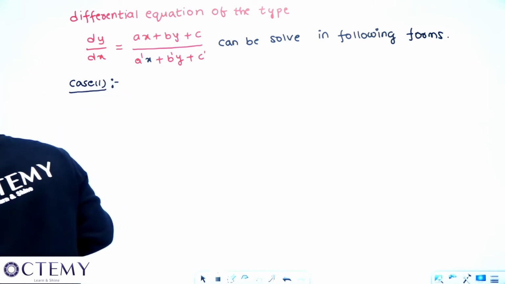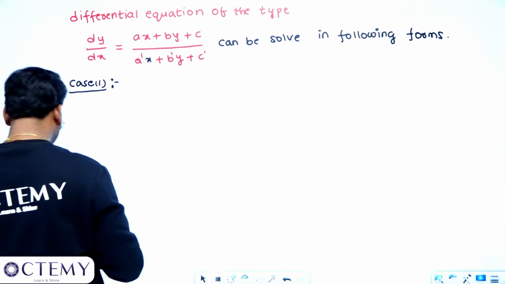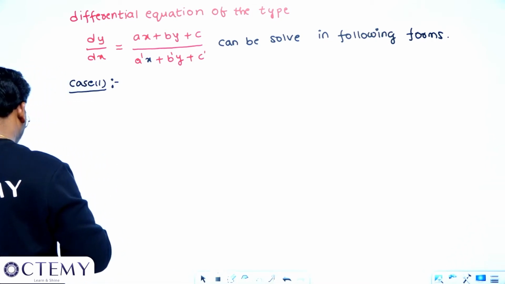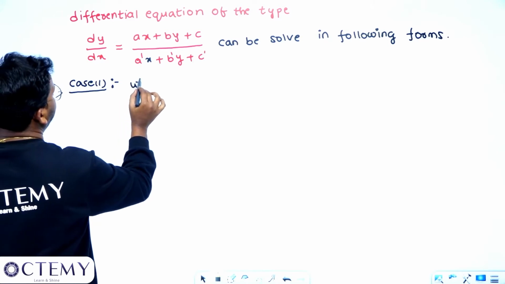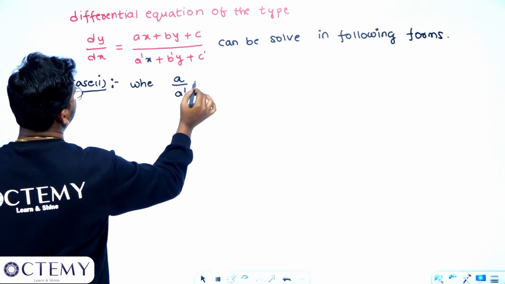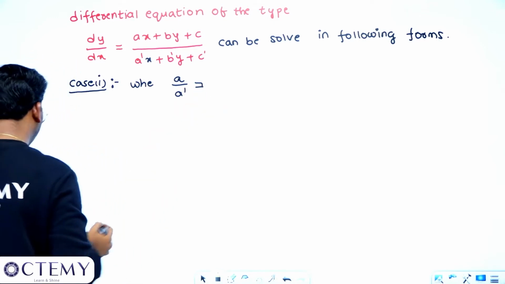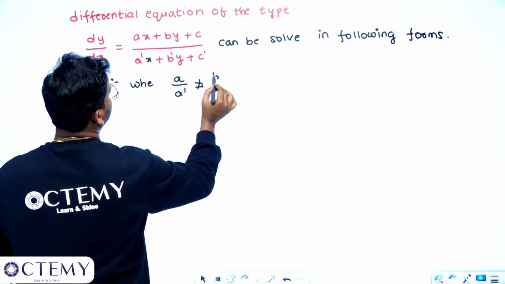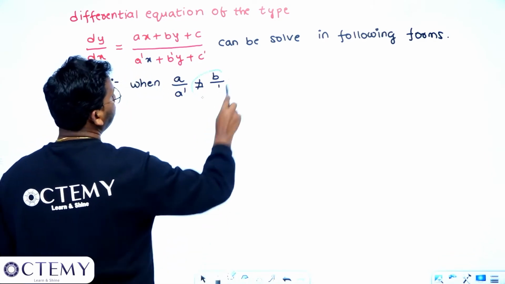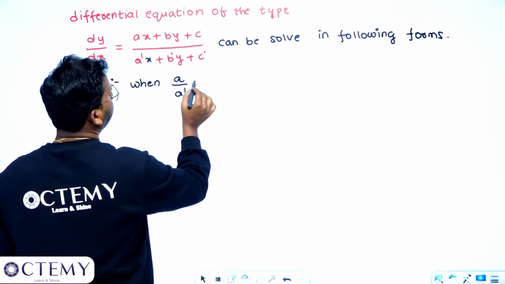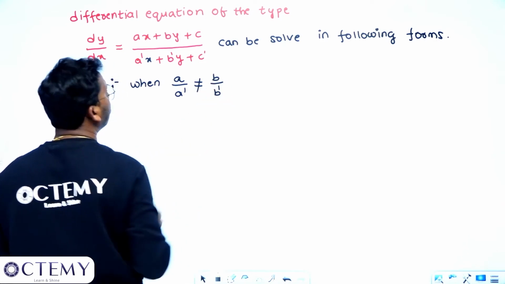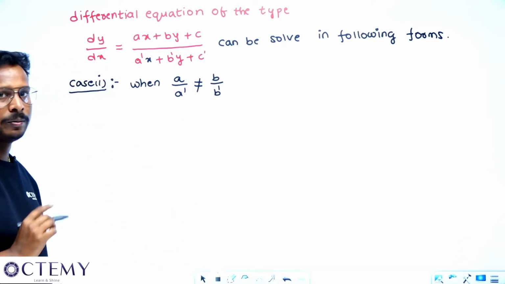Case 1, whenever you want to solve it, will be like this. Case 1 says: when a by a dash is not equal to b by b dash. When this is not equal, let me write it again: a by a dash is not equal to b by b dash. This is true only when a by a dash is not equal to b by b dash.